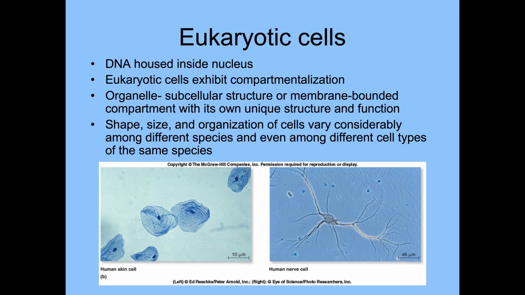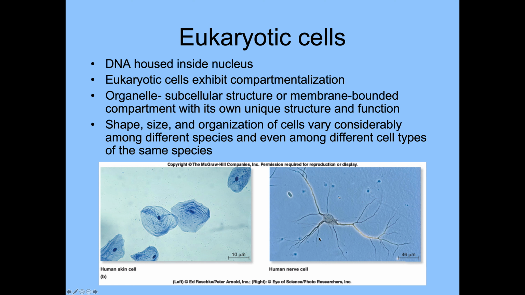The shape, size, and how cells are organized is very different. Think about our own cells. Here on the left, I have some epithelial cells. These are cheek cells, right? The inside of a cheek, and you can see the nucleus. It's real dark right here. So we have some human epithelial cells, and over here I have a human nerve cell.